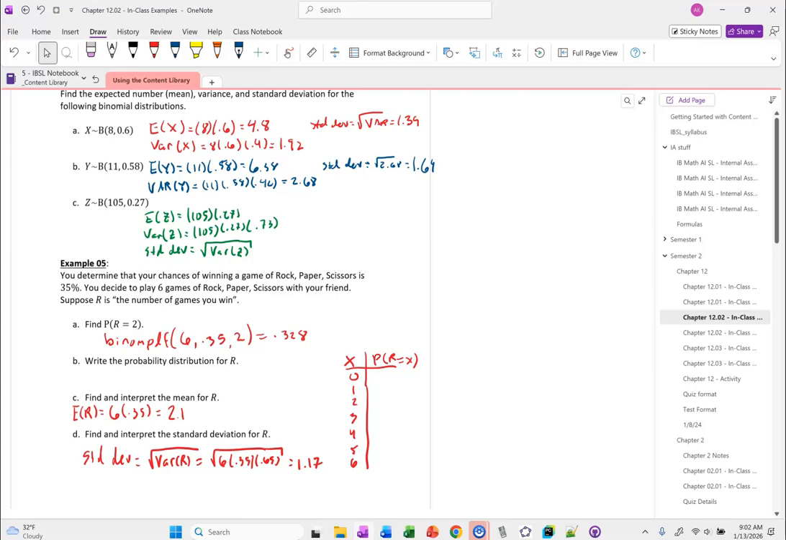As a heads up, we're looking at our chapter 12 quiz, probably Monday of next week. It's just going to cover 12.1 and 12.2. Tuesday of next week. Wait, this is 12.2. Yep, so it will just be covering 12.1 and 12.2.